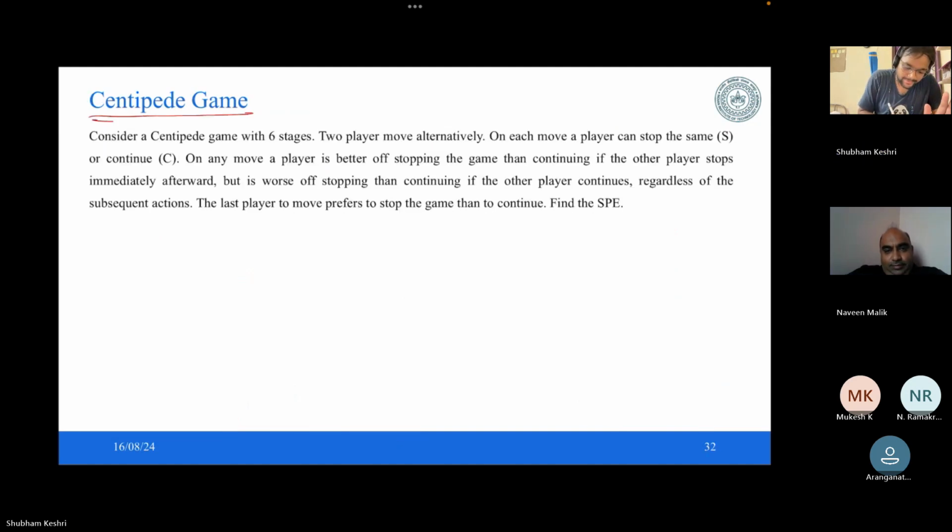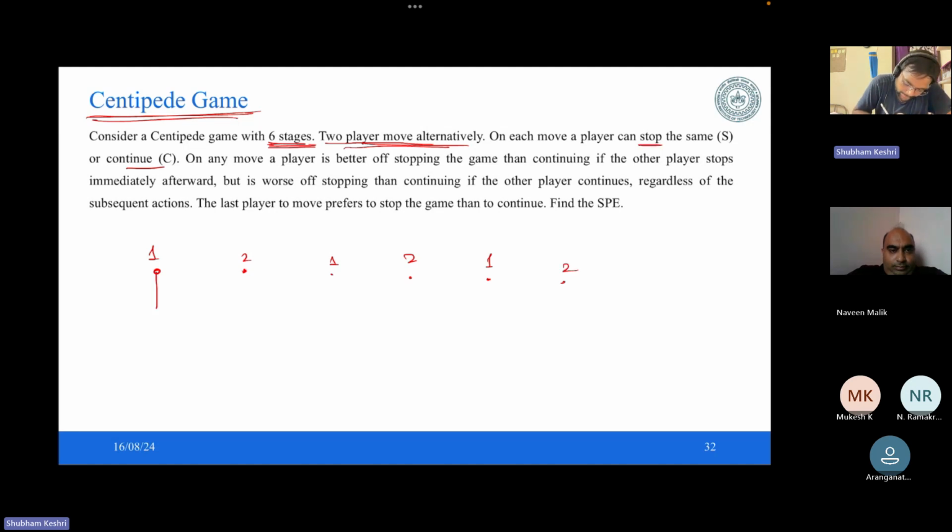All right. So this is an interesting game, the Centipede game. Here you can extend it to any number of stages. We have 6 stages and there are 2 players who move alternately. So player 1 will move, then player 2 will move, and then again player 1 will move, and so on. So I'll just draw the stages. All right, these are the 6 stages. What are the actions? They can either stop or continue. So I'll say this is continue, continue, continue, continue, and continue, and stop, stop, stop, stop, and stop.